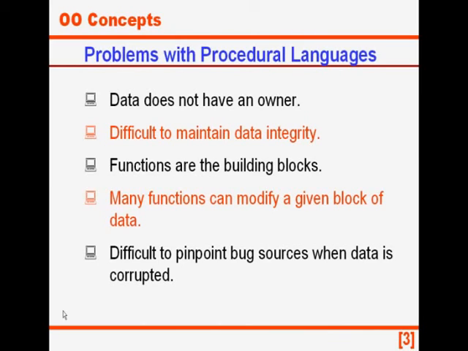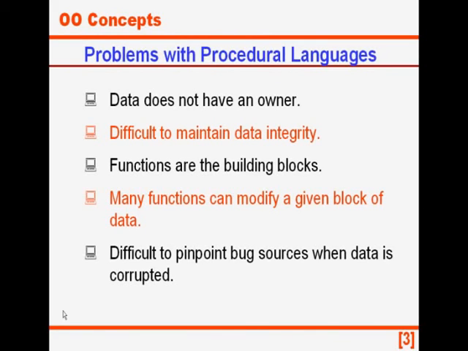What are procedural languages? Languages like Fortran, COBOL, C, etc. are known as procedural languages. The main problem with these languages is that data does not have an owner. This leads to a problem of difficulty in maintaining the data integrity.